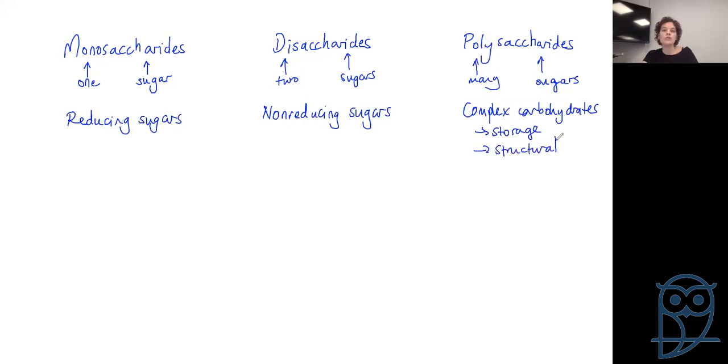So we're going to get more into that next week, because we're going to look at what's the difference. What makes it a storage versus what makes it a structural? How is bonding all linked into that? Okay, so monosaccharides, reducing sugars, your classic example, glucose. Non-reducing, classic example, sucrose.